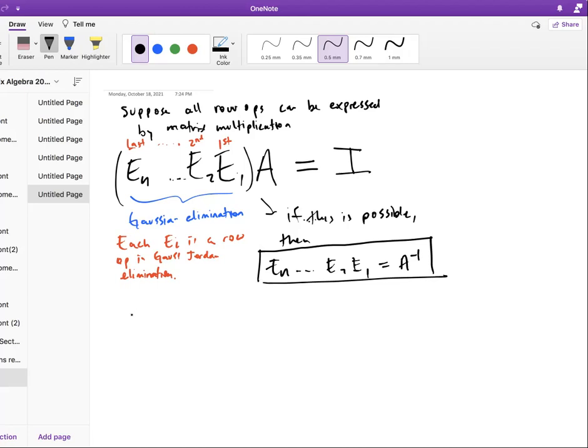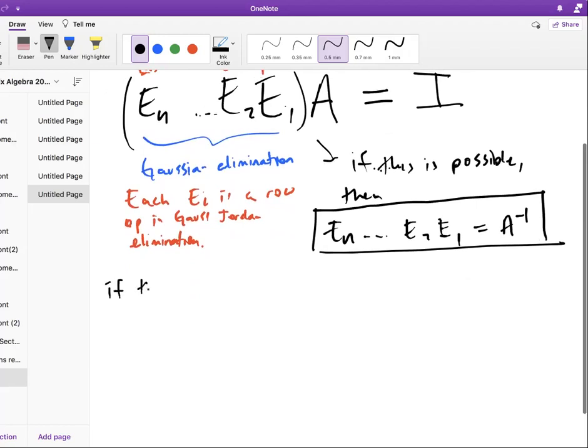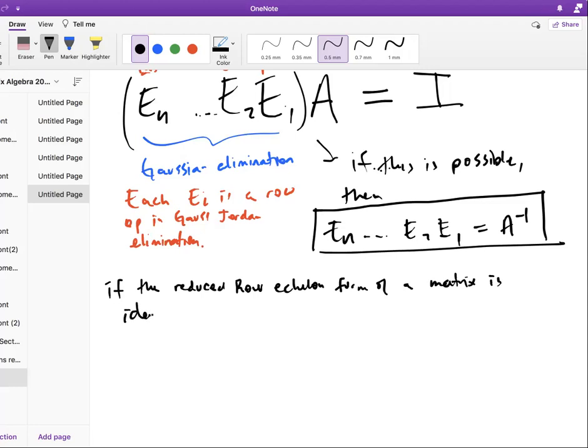So the claim is that if the reduced row echelon form of a matrix is identity, then the matrix is non-singular. So this means it has an inverse. Otherwise, it would not have an inverse.